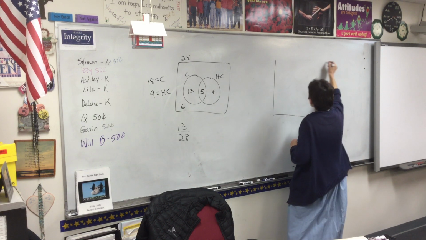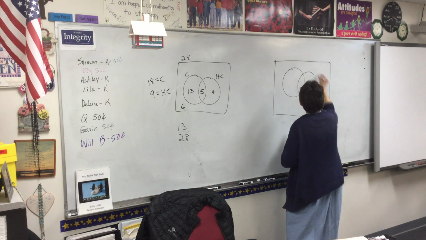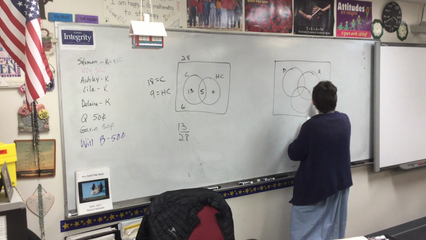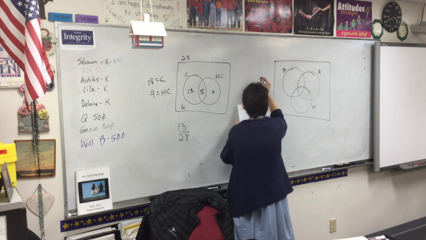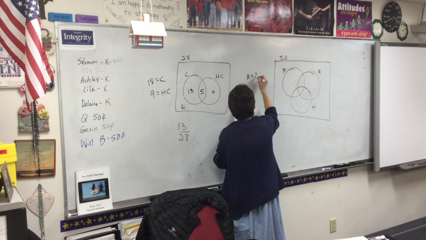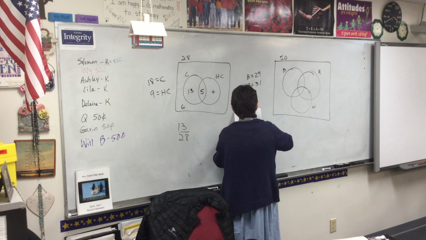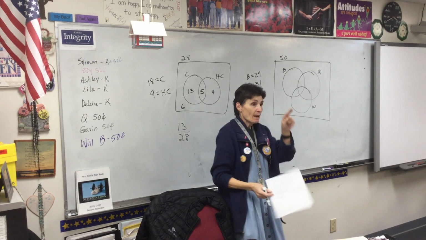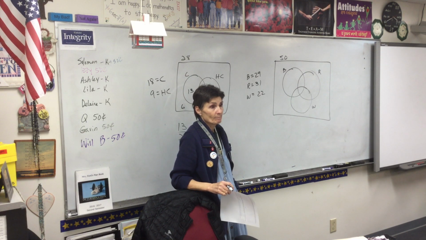All right, now we've got the athletes, and they're drinking Gatorade. And they drink blue Gatorade, red Gatorade, and white Gatorade. And I know that there are 50 athletes. 29 of them drink blue, 31 of them drink red, and 22 of them drink white. Am I going to put those numbers in my diagram?